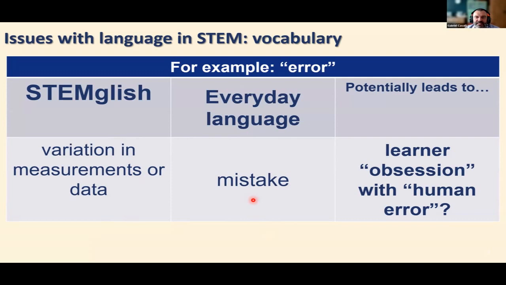I don't know about you, but every time I ask my students to name different types of errors, they always start with human error. And actually, what is that about? If you even suspect human error in your data, you ditch it. So it's not something that we should be focusing on at all. And it's as if the everyday meaning of the word is really dominating the learning of the STEM concept.